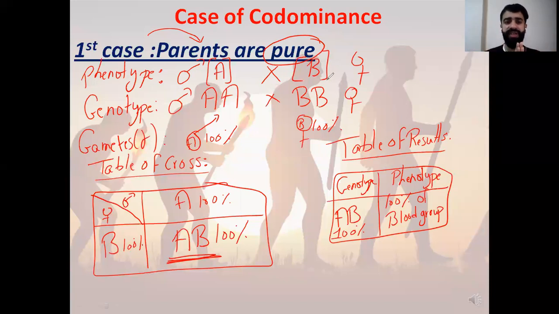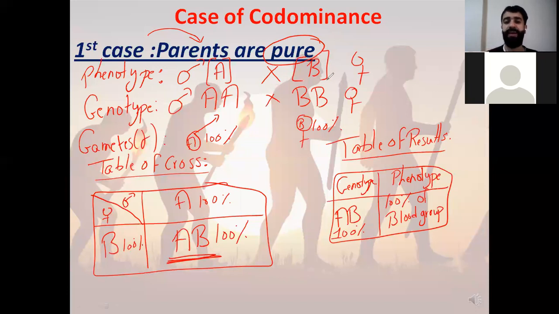Okay, so first case, the parents are pure. What did we say about pure? Meaning that they are homozygous or heterozygous? Homozygous. For example, blood group A, what is the possible genotype to be homozygous with blood group A? Just A, meaning the genotype should be A. Okay? While blood group B is homozygous, meaning it has two identical alleles. So the possible genotype should be B.